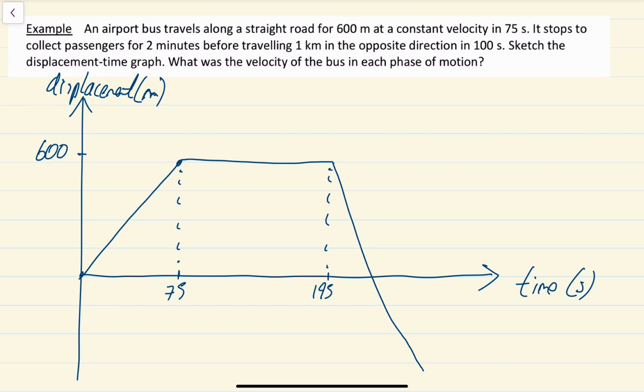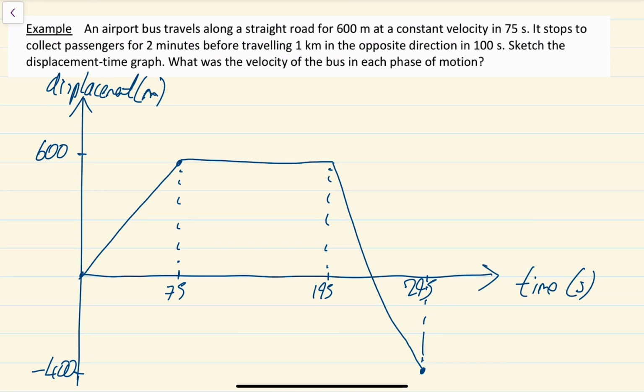And then he goes 1,000 meters or 1 kilometer, that'll take you back to minus 400 meters. So 400 meters beyond, back the other way, past where you started really. And he does that in 100 seconds. So that's going to be 295 seconds. So that's what you've got.